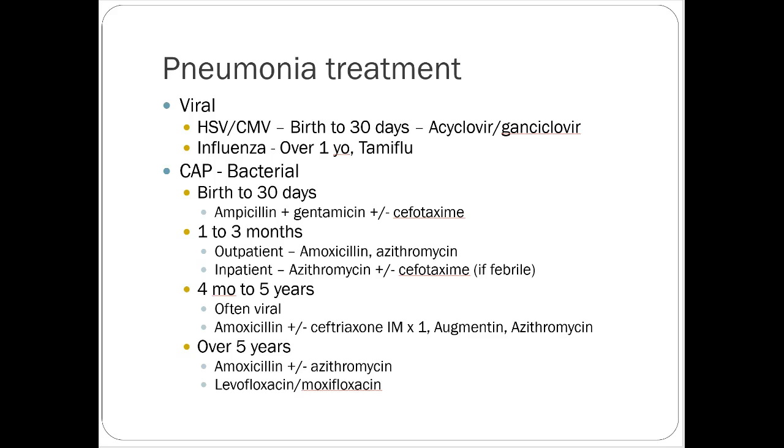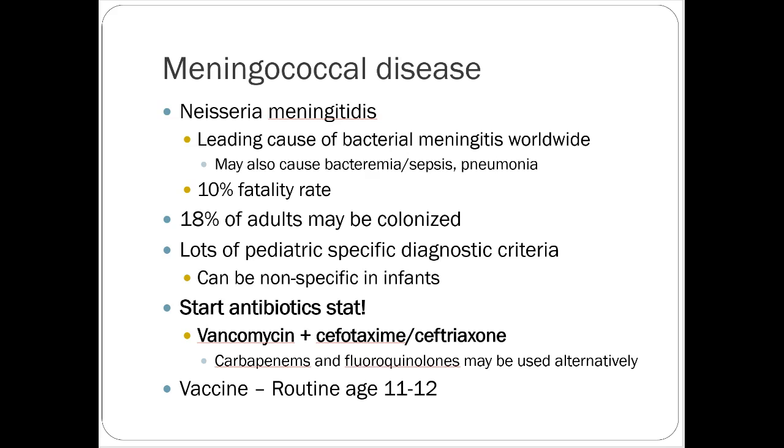All right. Meningococcal disease, Neisseria has about a 10% fatality rate, and about 18% of adults can be colonized but not have any infectious disease presentation with it. There's a ton of pediatric-specific diagnostic criteria, but basically, if you're suspecting it, you're going to start antibiotic stat, you're going to treat with broad-spectrum vancomycin plus a third-generation cephalosporin. That's really the same treatment as kind of the core meningitis treatment for adults, vanco plus ceftriaxone, or in little kids, you'd use cefotaxime.